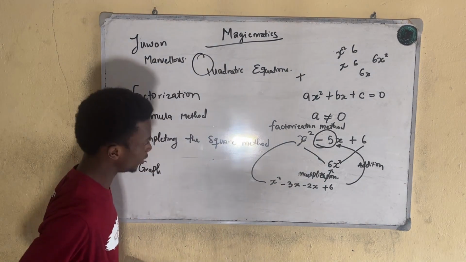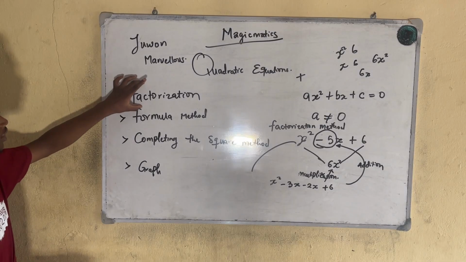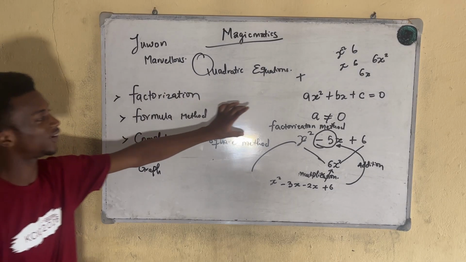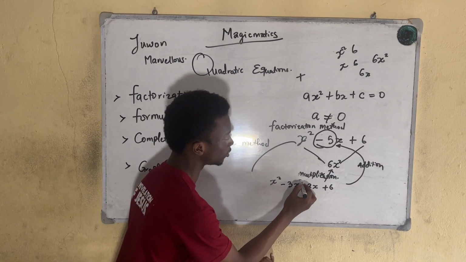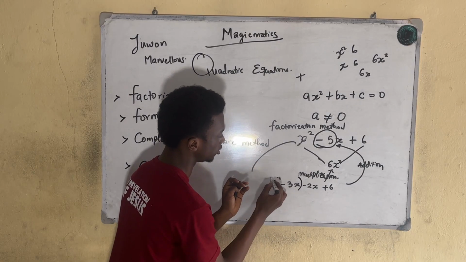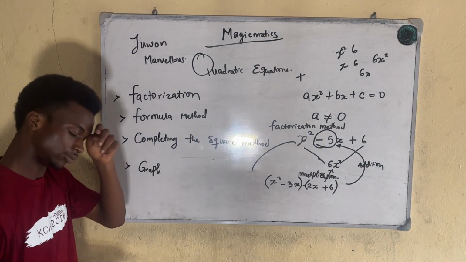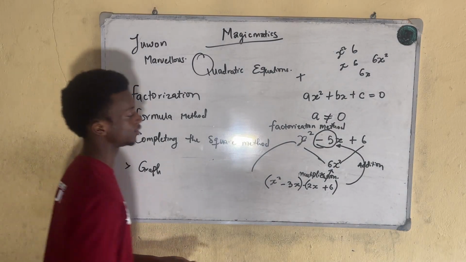Now, follow me. What we are going to do, we call it what? Factorization method. It is factorization. We are going to factorize. So we're going to pick them into brackets. This, and this, and this. Remember, take note of your signs.